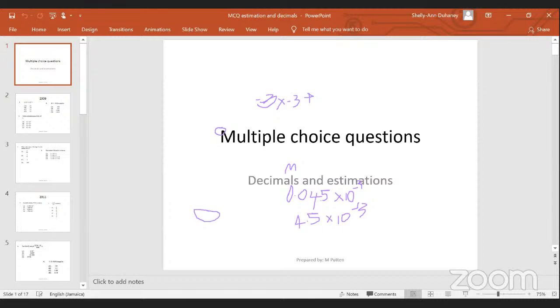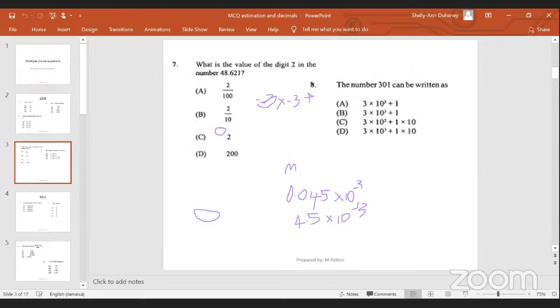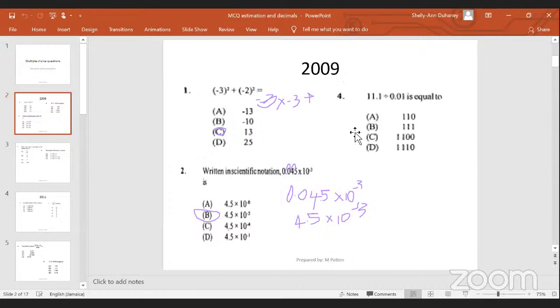Okay, let's just do question 4. Hold on. All right, question 4. It says 11.1 divided by 0.01 is equal to. Anybody can tell me how we'd attempt this question? Yes, we know that the divisor cannot be a decimal. So for it to become a whole number. Yes, very good. So the divisor is supposed to be a whole number. So how do we get a divisor to be a whole number?